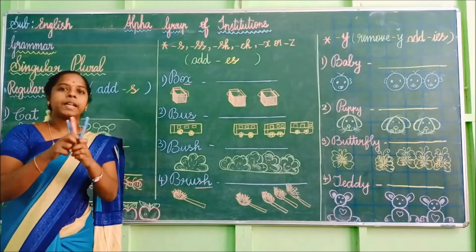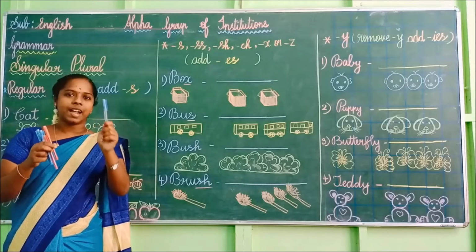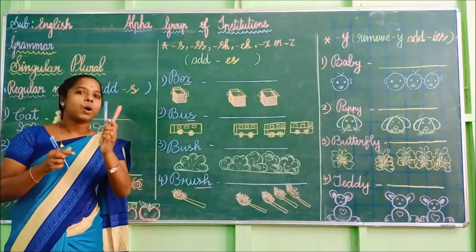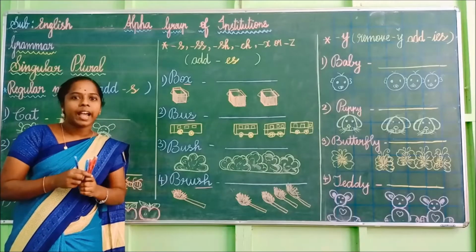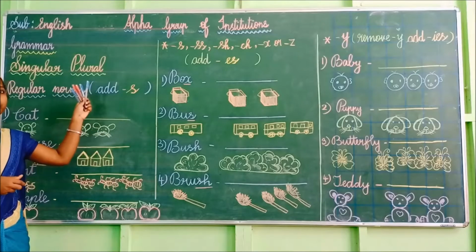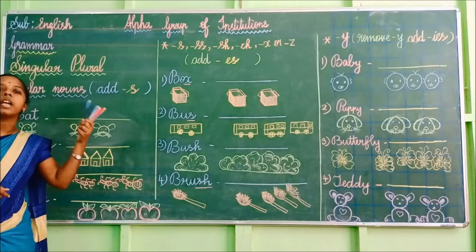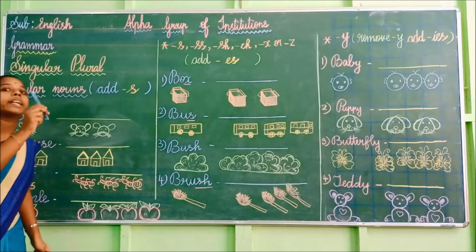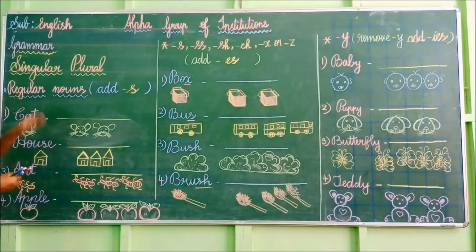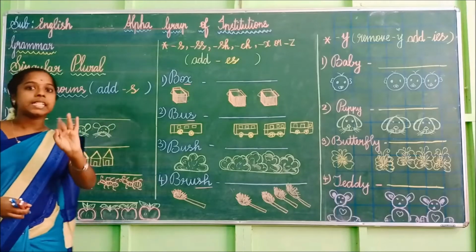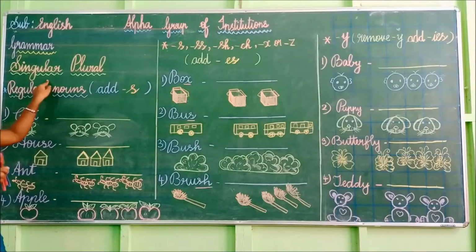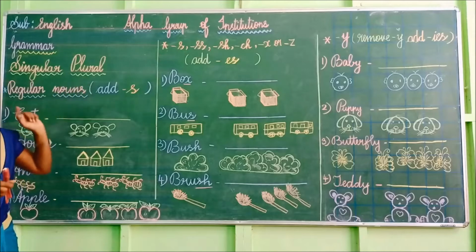Now tell me, how many pens do I have? Shall we count? 1, 2, 3, 4 and 5. Now I have 5 pens. Plural means more than one. It will be 2, 3, 4 and so on. So singular means only one. Plural means more than one. Singular names a person, place, thing or an animal.